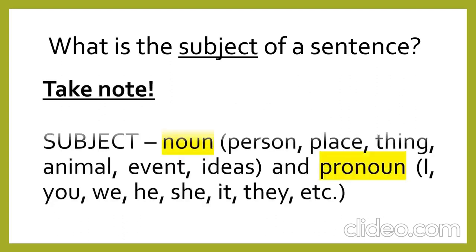Now, take note that a subject is a noun or a pronoun. Earlier, I mentioned person and thing. But to be more exact and more detailed, we have to remember that the subject of a sentence refers to the noun or the pronoun. When we say noun, they are the person, place, thing, animal, event, or ideas in a sentence. That's noun. And when we say pronoun, they are I, you, we, he, she, it, they, etc. There are a lot of pronouns. Again, take note that a subject is a noun or pronoun.